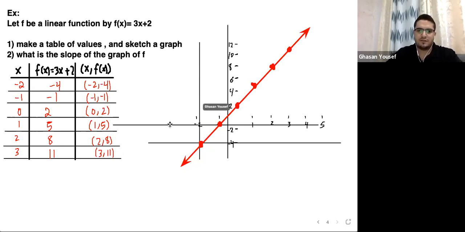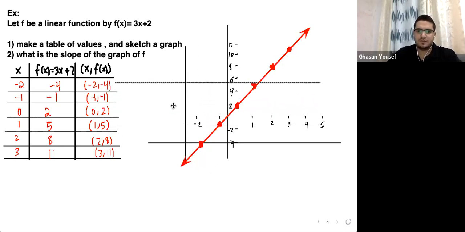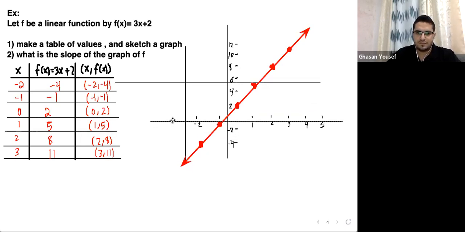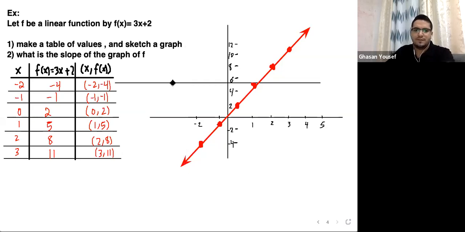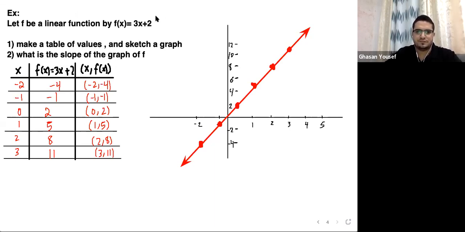Okay, any questions for the graph for the first part? Now for the second one. What is the slope of the graph of f? For slope, I need two points. I can get these two points from the graph, so I can choose any two points from the graph.